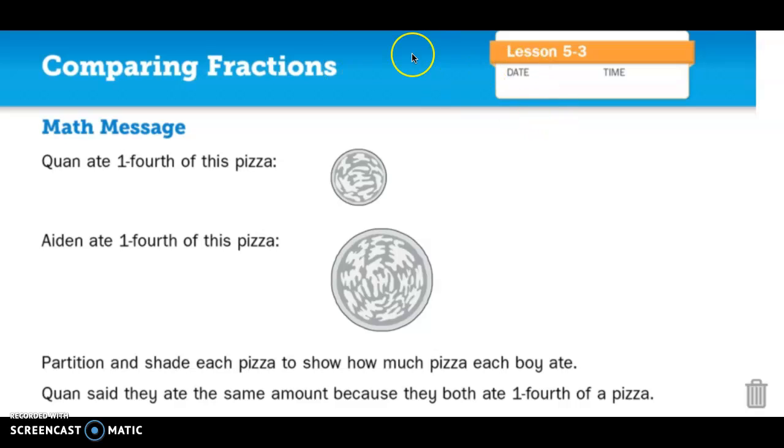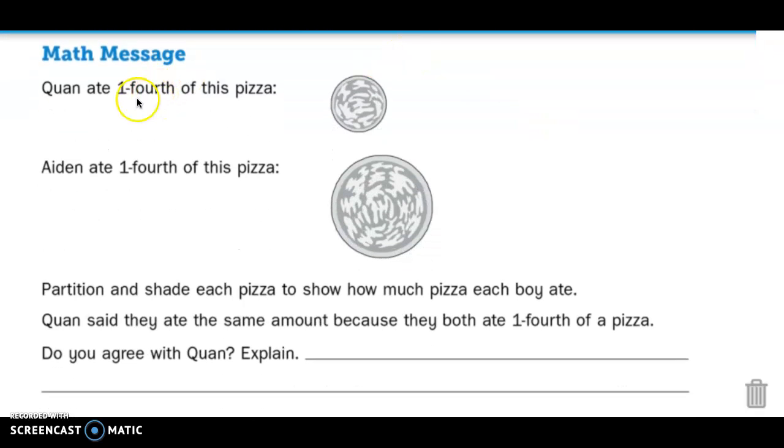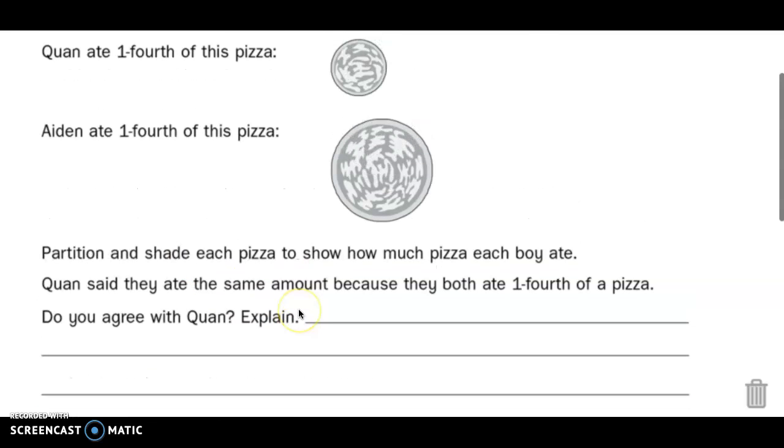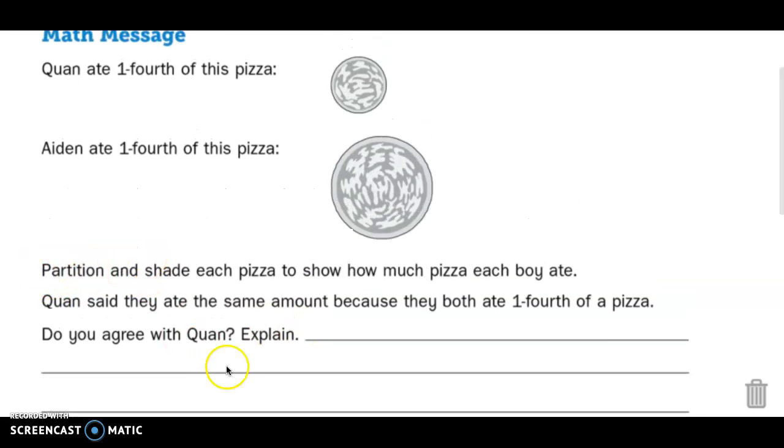All right, lesson 5-3, math message. Quan ate 1/4 of his pizza. Here's Quan's pizza. Aiden ate 1/4 of his pizza. Here's Aiden's pizza. It says partition and shade each pizza to show how much pizza each boy ate. Quan said they ate the same amount because they both ate 1/4 of a pizza. Do you agree with Quan? Explain.